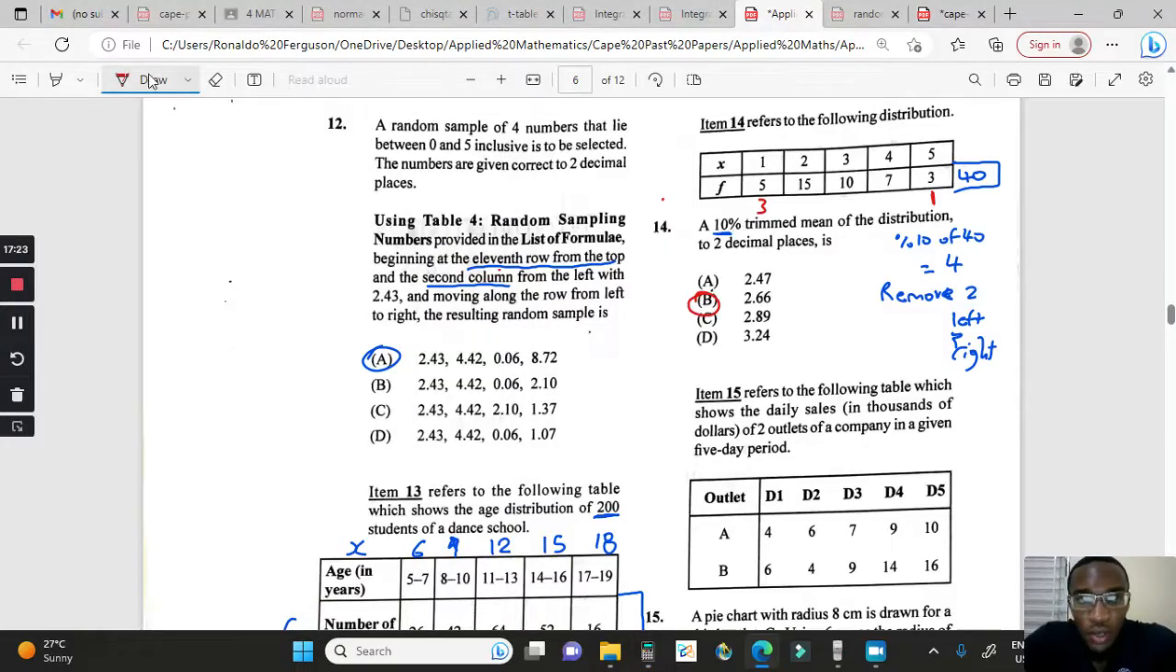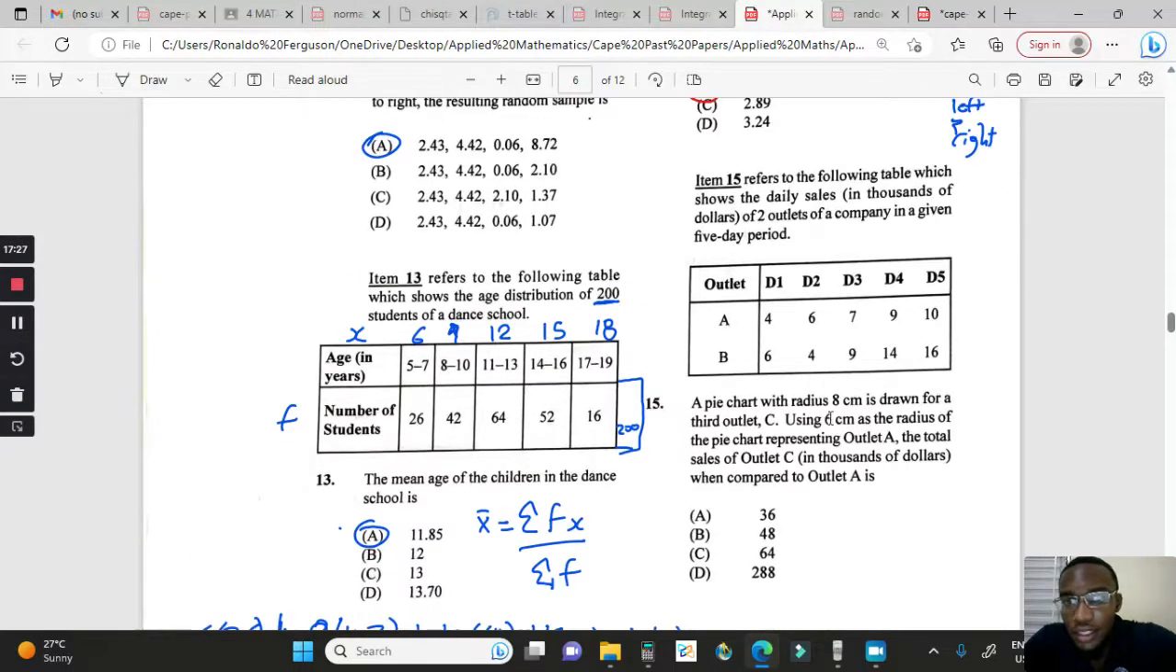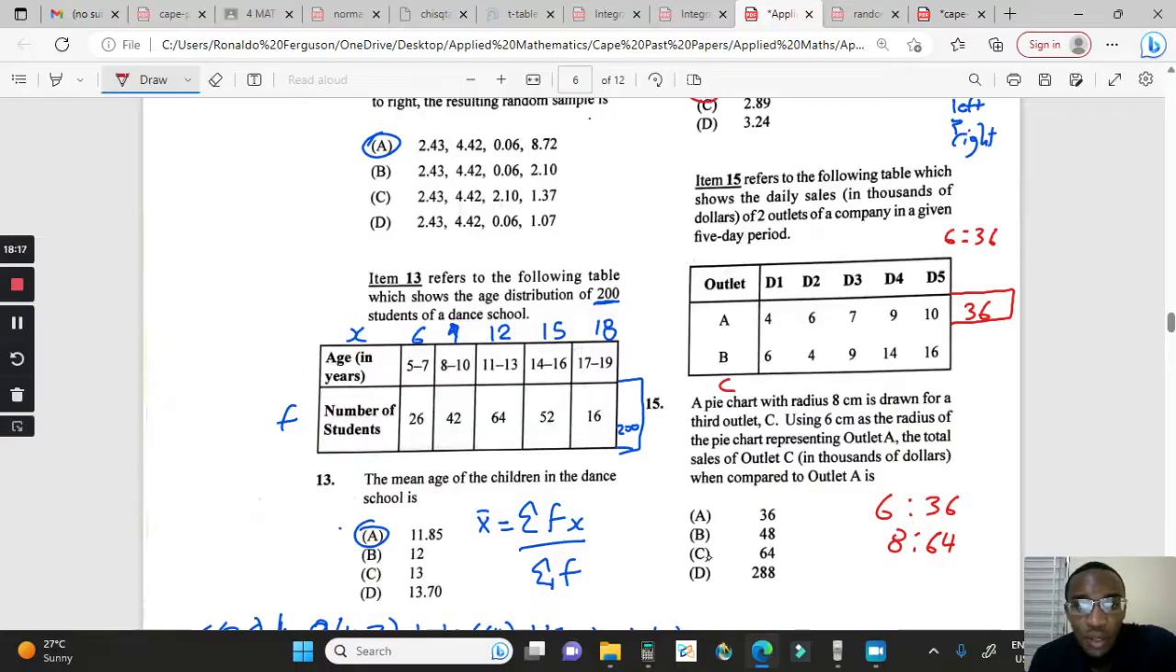Okay. Number 15, it says a pie chart with radius 8 centimeters is drawn. Using 6 centimeters as the radius of outlet A. Notice outlet A, if you add them up, the total is 10, 17, 26, 36. So 6 centimeters corresponds to 36. And a pie chart with radius 8 is drawn for the third outlet C. Then they want the total sales for C. So following this, 6 goes to 36, then 8 goes to what? 64. That's straightforward. We know this is just the square of it. So that's easy. It's no problem. All right, that's straightforward.